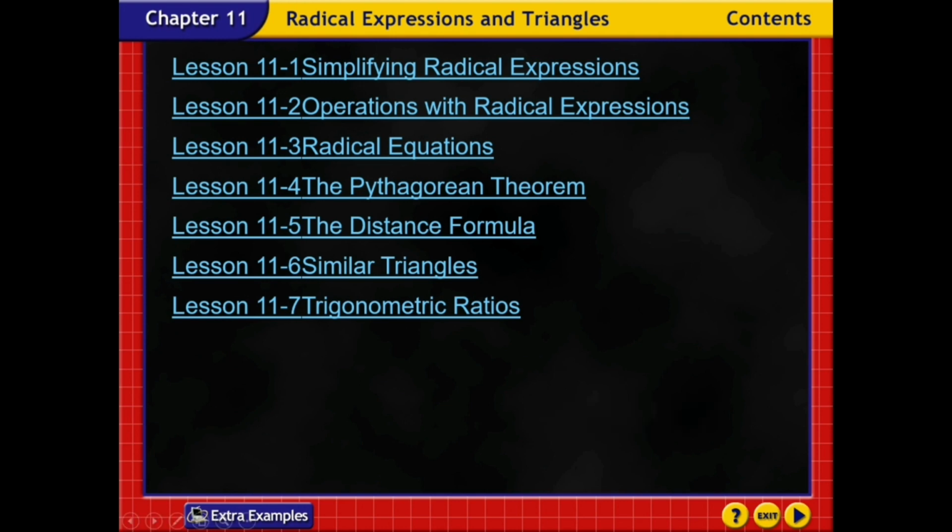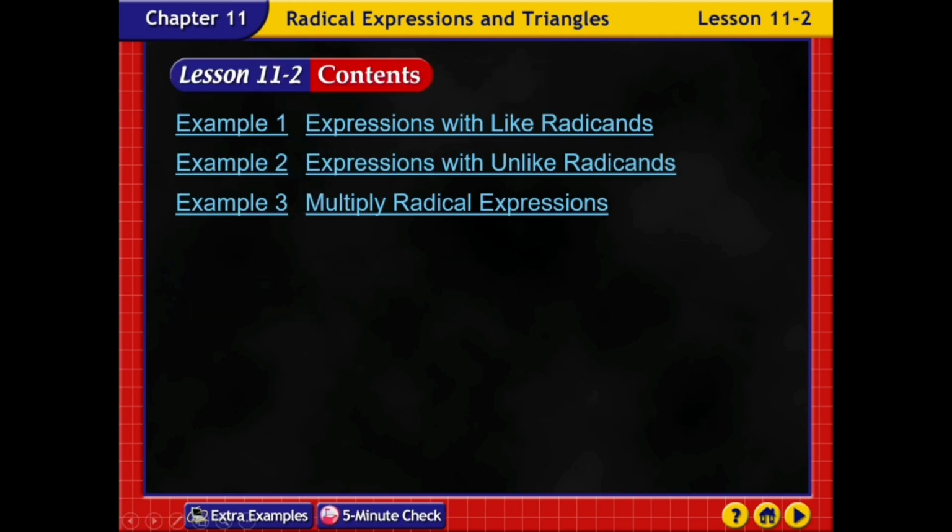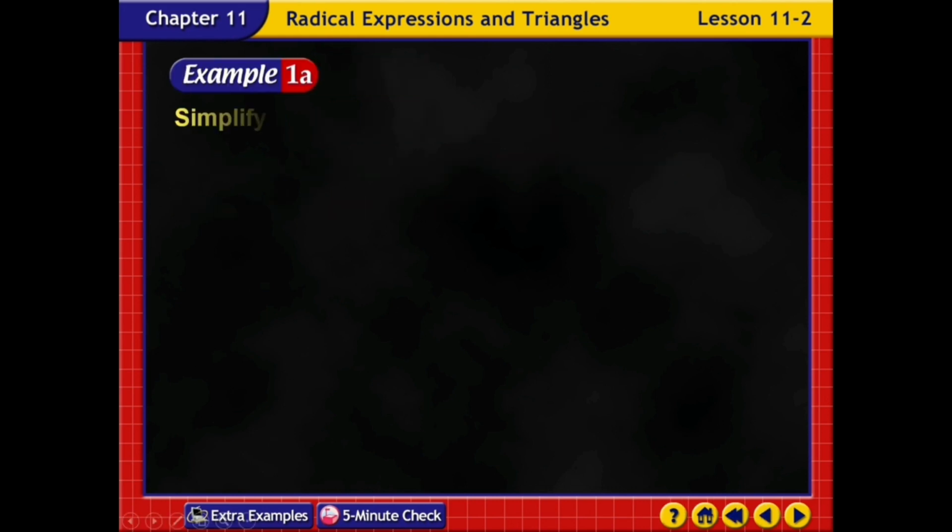On this topic, I'm going to discuss expressions with like radicands, example number 2, expressions with unlike radicands, and example number 3, multiply radical expressions. So let's start in solving expressions with like radicands.